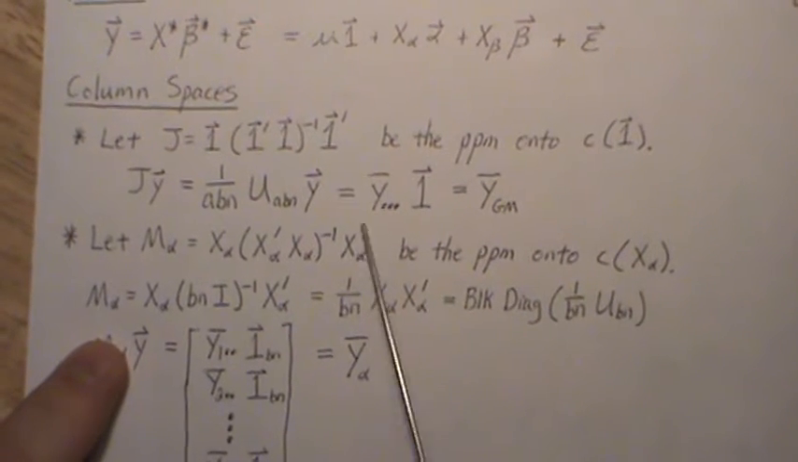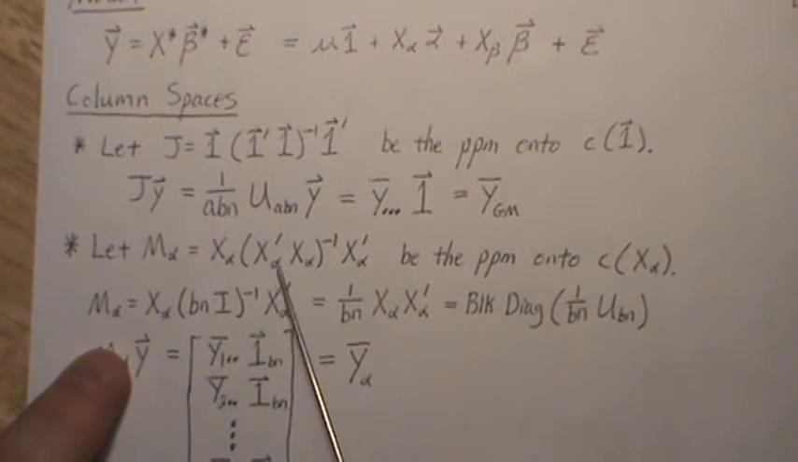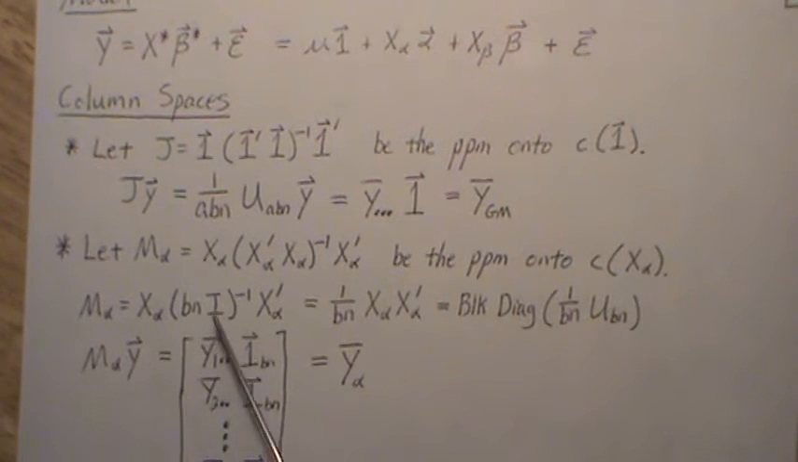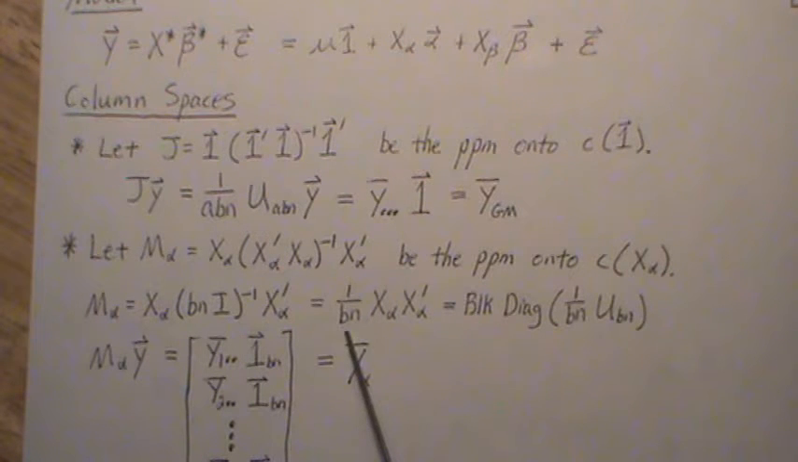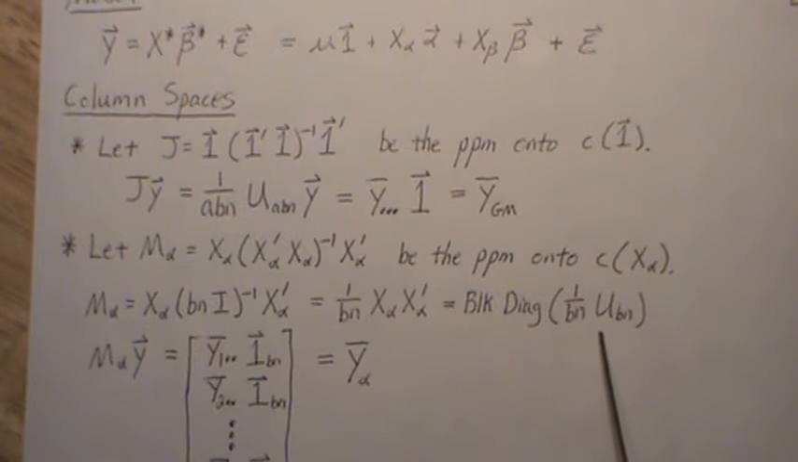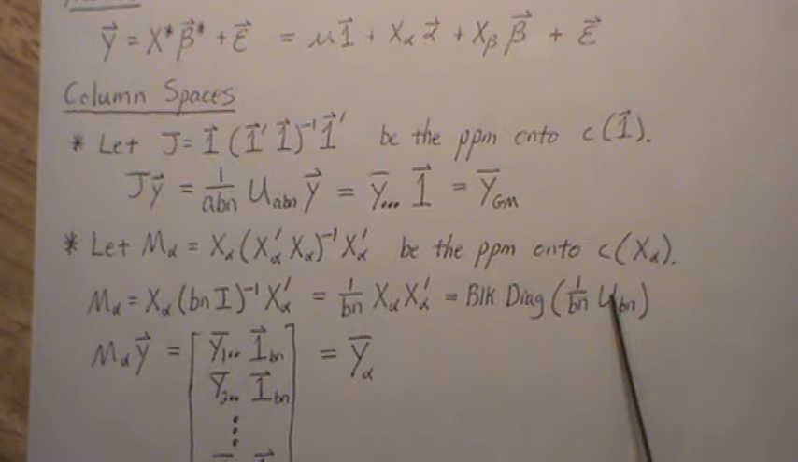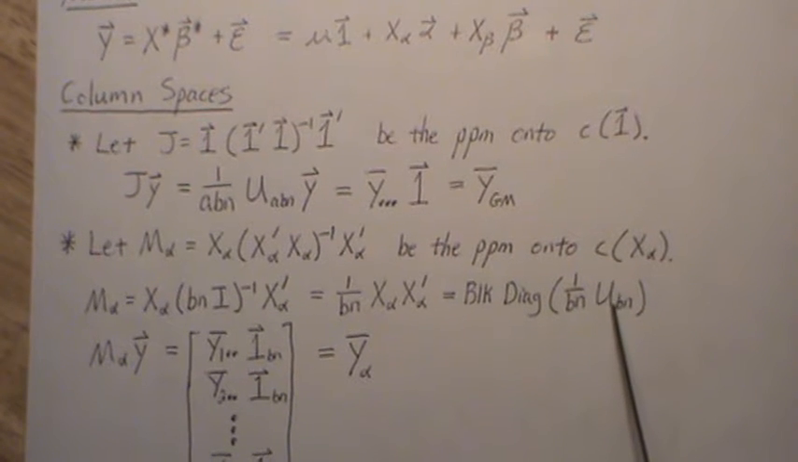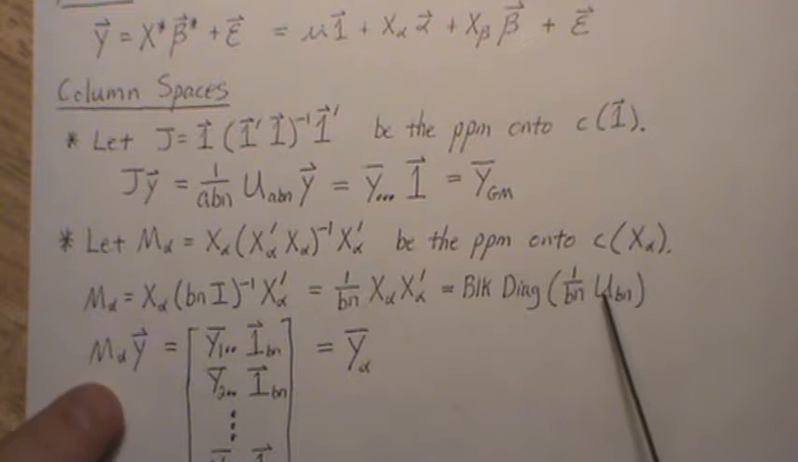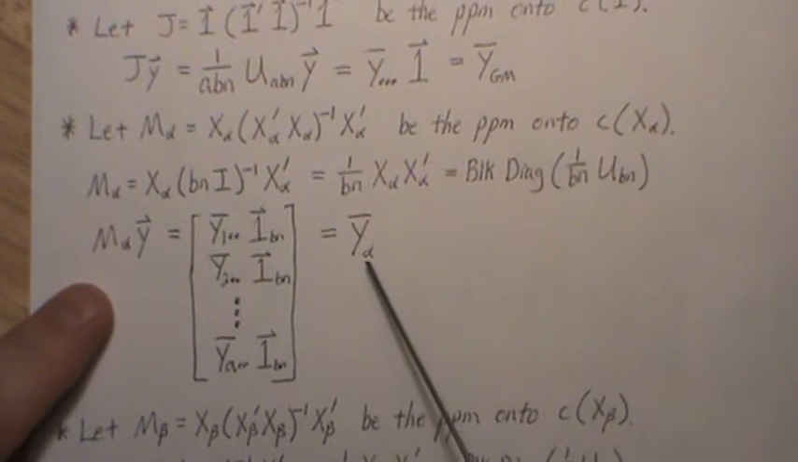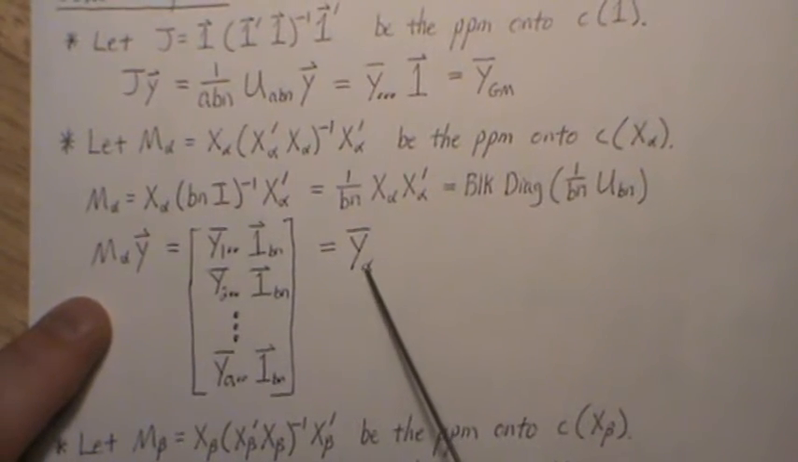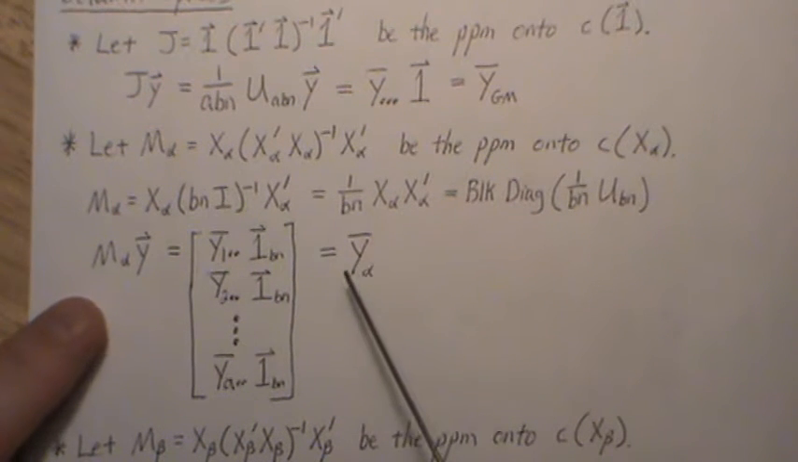Now, to get some structure on this, if we just look at this piece here, that creates an identity matrix times Bn. Now the inverse of that is just 1 over Bn times I, but the I kind of goes away. Then when you multiply this out, you get a block diagonal matrix of 1 over Bn's, or a matrix of all ones times 1 over Bn. Then when you do this multiplication of M alpha times Y, you get a unique structure. And we call that the alpha mean vector, or the factor A mean vector.